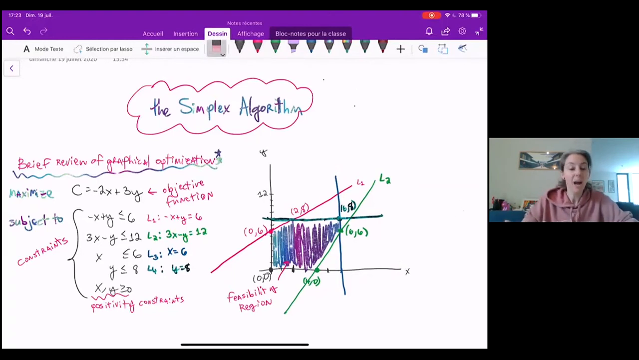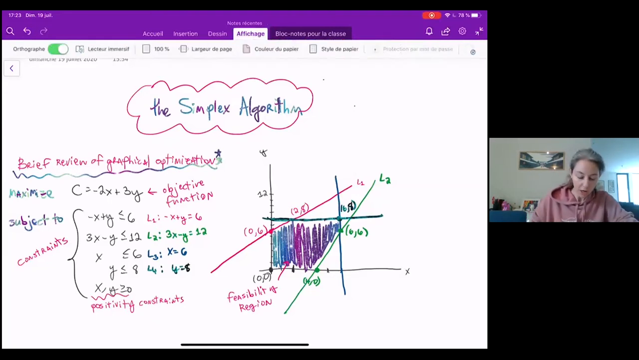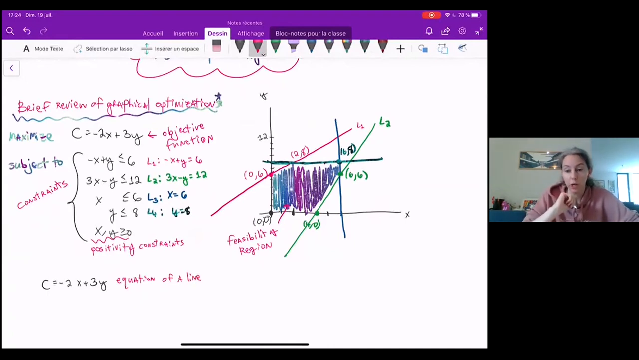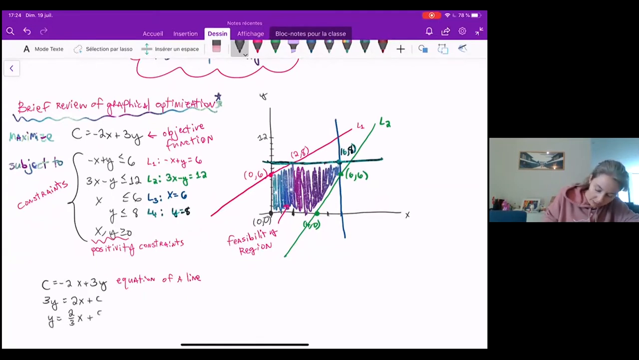So what that means is I want to find the maximum value of c given these points x and y. So which combination of x and y would give me the biggest c? Well, if I look at this objective function here, my c is equal to negative 2x plus 3y, I can actually see that this is just the equation of a line. Well, I'm going to rewrite this line in slope-intercept form. So in other words, 3y would be equal to 2x plus c. So y is equal to 2/3 x plus c over 2.